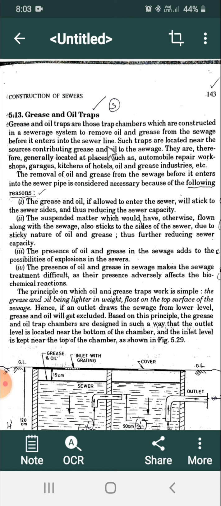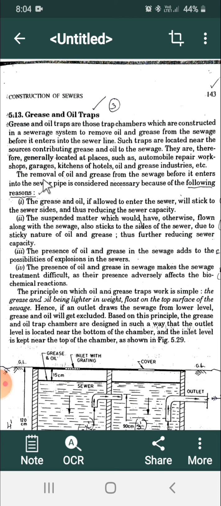This wastewater creates a lot of problems in the sewage treatment plant. In the treatment system, oil and grease will produce a lot of problems because it is a biological process. Biological means microorganisms will digest the food available in the wastewater, that is, the organic matter. The oil and grease reduces the process.